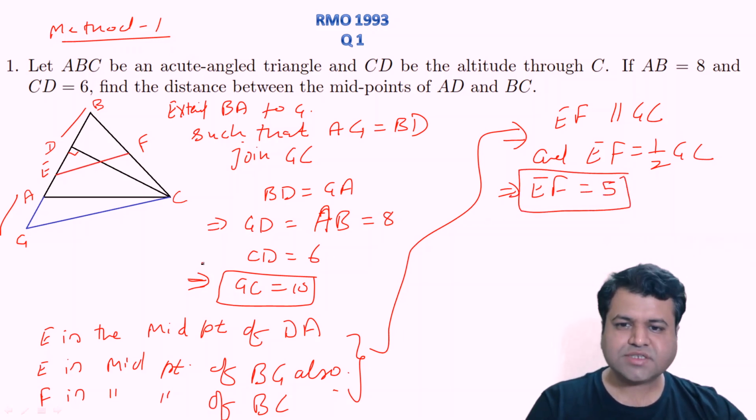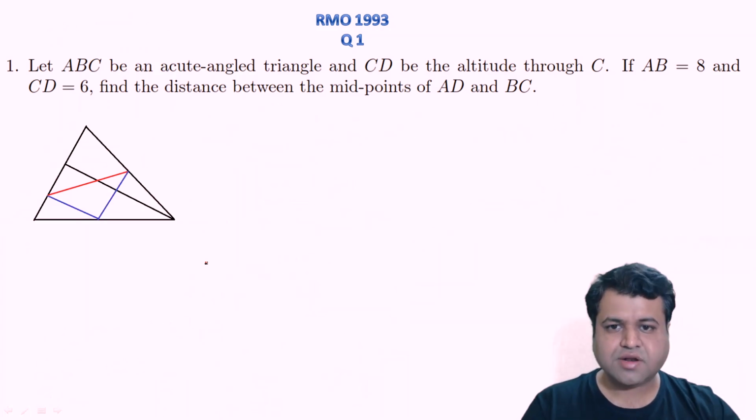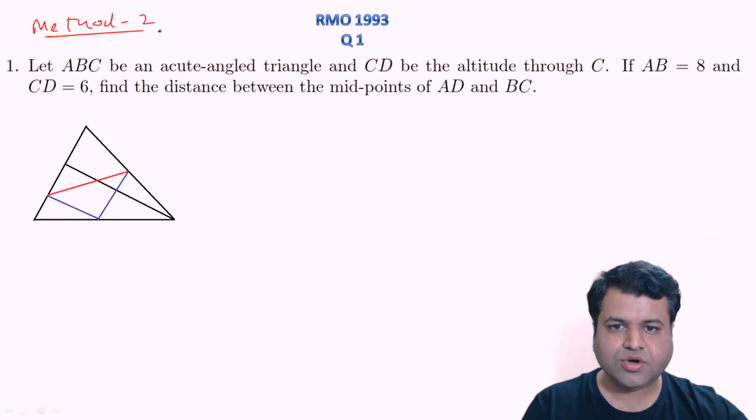So a little bit of construction and we are done, right? So that's an easy question as far as RMO level is concerned. So let's take another look at method 2 of this question, right? So this is method 2 again for the same question, right?